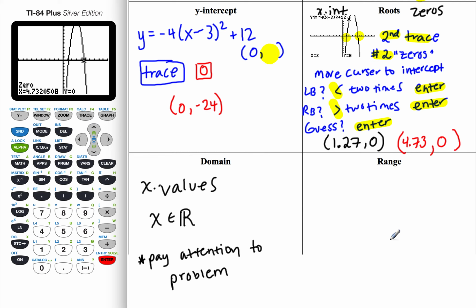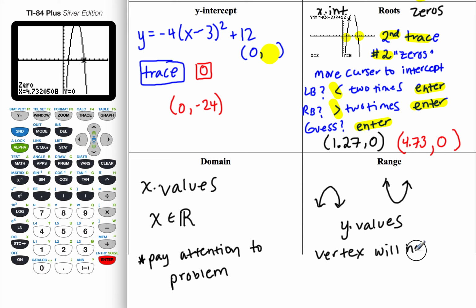And then range has always been, depending on if it's concave down or concave up, y values going down or y values going up. And we're going to have to really pay attention now because our vertex will help us, but it won't be the only restriction. So we'll have to pay attention with that. I'm going to press pause now before we go on to the next word problem.